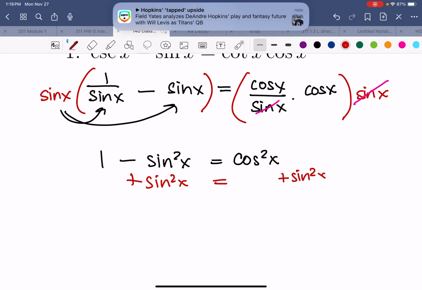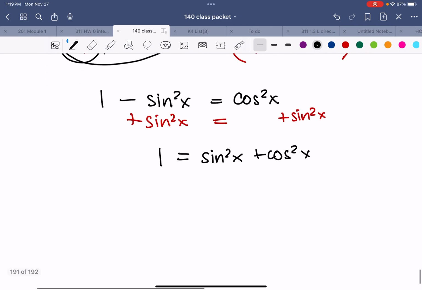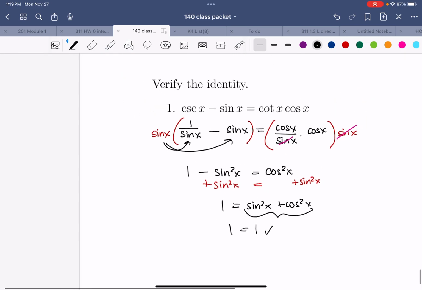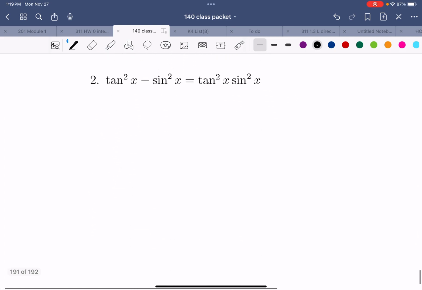And I can simplify that. So 1 equals sine squared x plus cosine squared x. And based on our identity, that one is 1. Okay, and so that's what we want to do. We want to get to a point where both sides are equal. Let's take a peek at number 2.